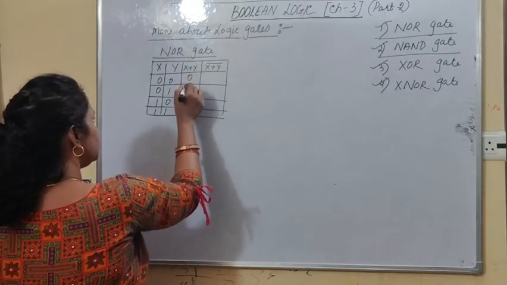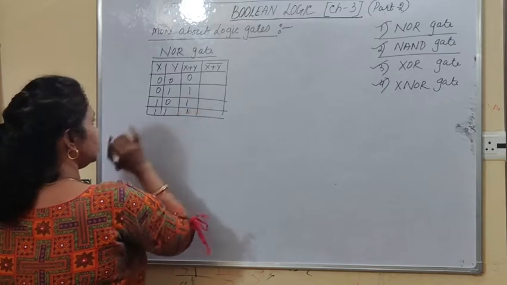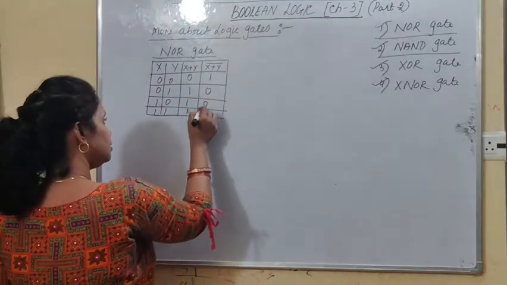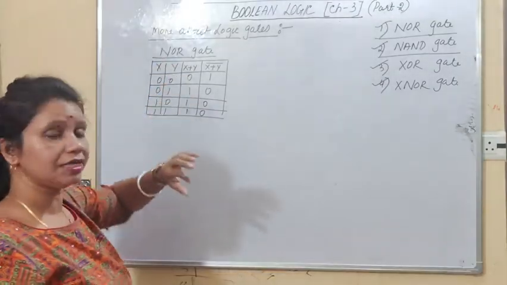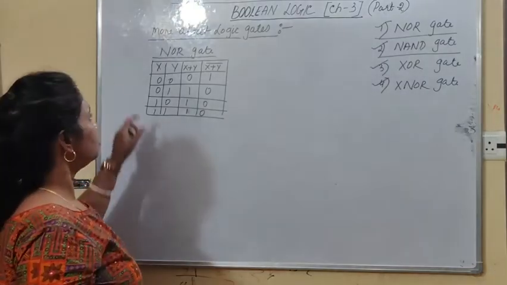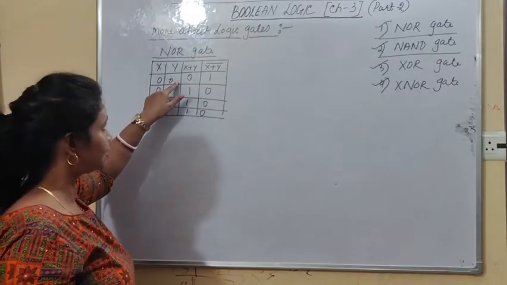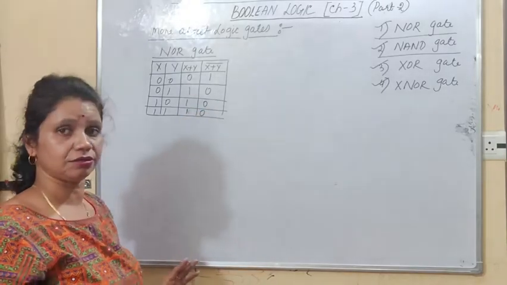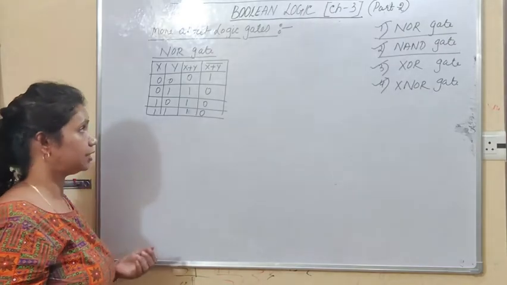So x plus y will be equal to 0 1 1 and 1. Then not of x plus y is 1 0 0 0. Now you can define this NOR gate: NOR gate operates on two or more input signals and produces the output as 1 if all the inputs are false. Otherwise, it produces the output as 0. Because this is the complement of OR gate, that is NOR gate, right?